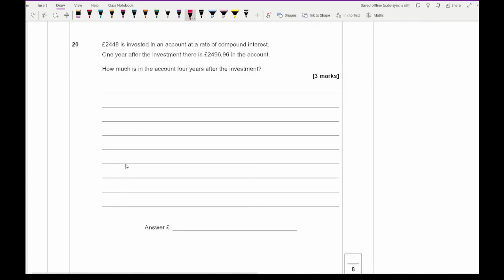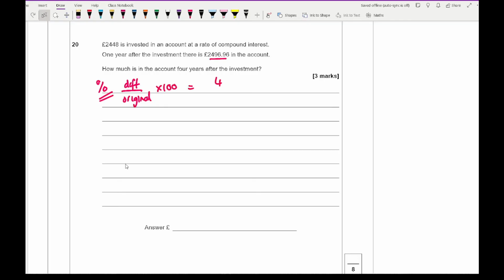Moving on to question 20, it says 2,448 is invested into an account at a rate of compound interest. After 1 year, the investment was 2496.96 in the account. How much is in the account after 4 years? So for this, we want to work out the percentage rate first. So how do we do that? Well, we work out the difference between the two amounts. So if I write down the formula, it's the difference divided by the original multiplied by 100.